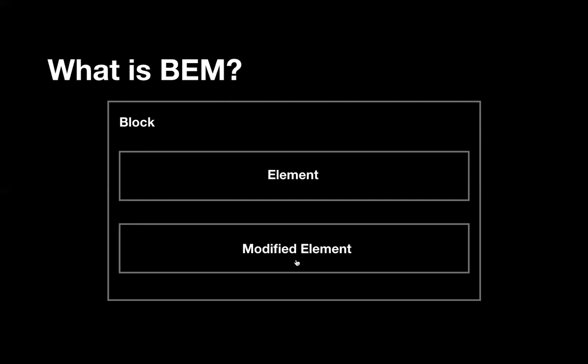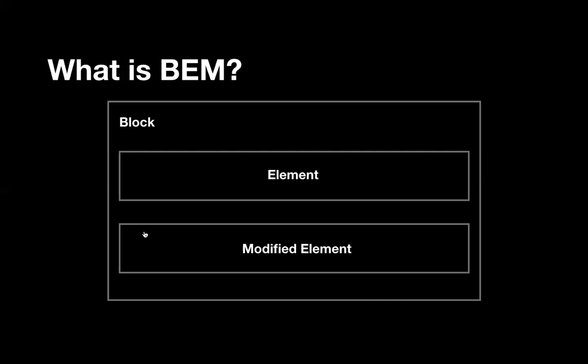So let's go back to our header example. Our header would be a block. So you could think of this as the header. And then our title would be an element. A title of a header cannot exist outside the block, because then it wouldn't be like a header title. It'll just be some random text.